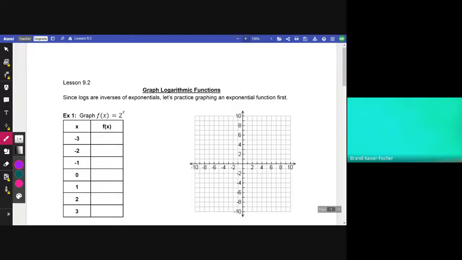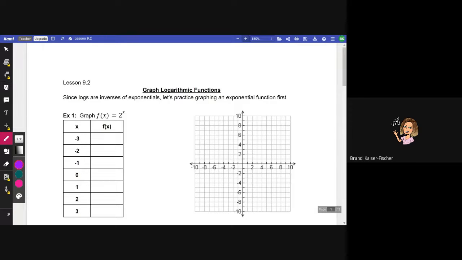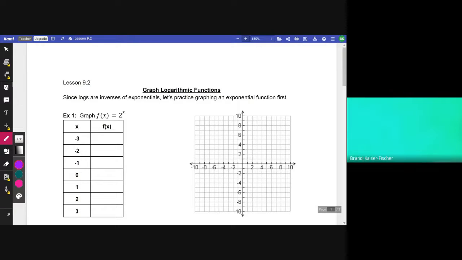Hey everyone, this video is going to go over lesson 9.2, which is graphing logarithmic functions. Up to this point, we have talked about exponential functions. This lesson is going to bring together all of those things, because we want to start talking about graphing logs, which are the inverses of exponentials.